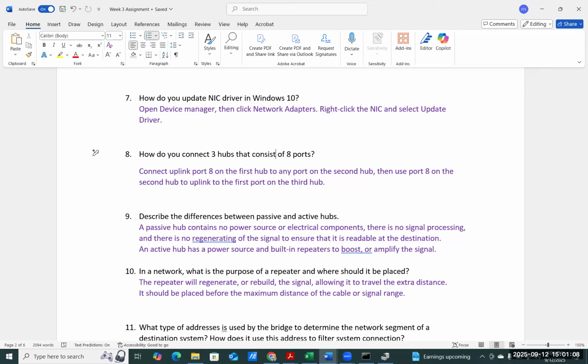And like I mentioned, the repeater's job is to get the signal to a farther distance. So most of your access points across the campus or in a large area are built with repeaters. So basically they are repeaters.